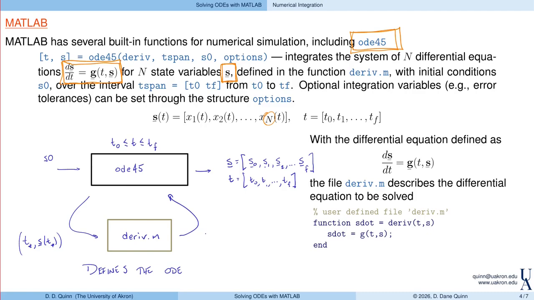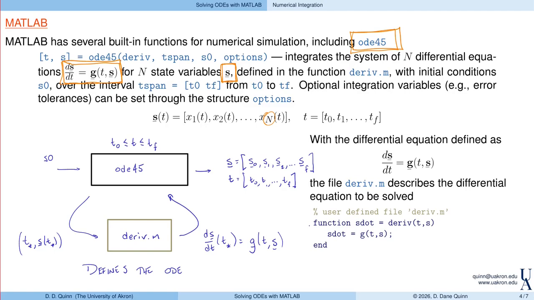So basically ds dt, again, at this time. So within this, we are essentially defining the equation that we want to solve. So again, over on the right, this differential equation is defined within the deriv file, and it's a user-defined function, typically put into a file. Again, I'll call it deriv.m. You can pick any file name you want to.